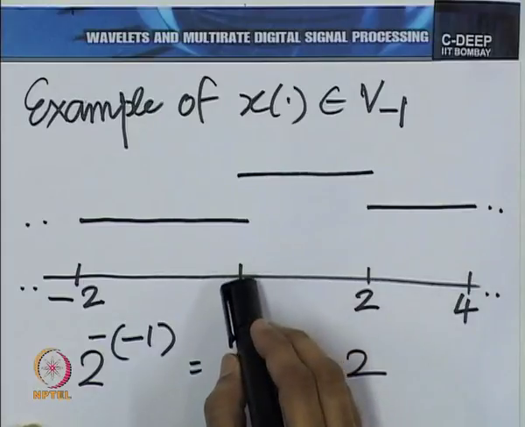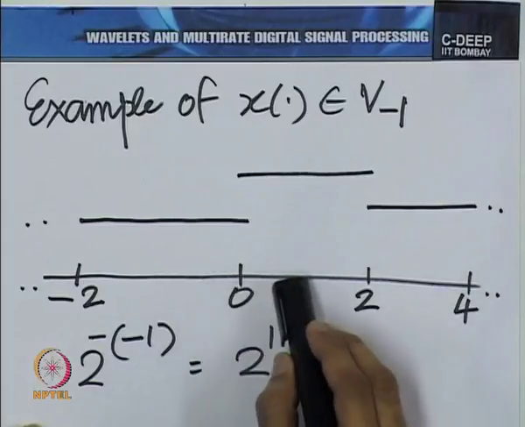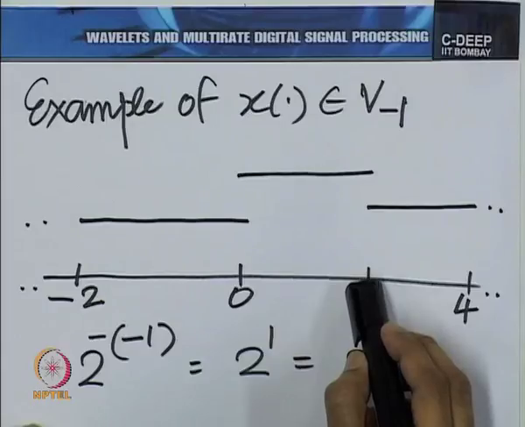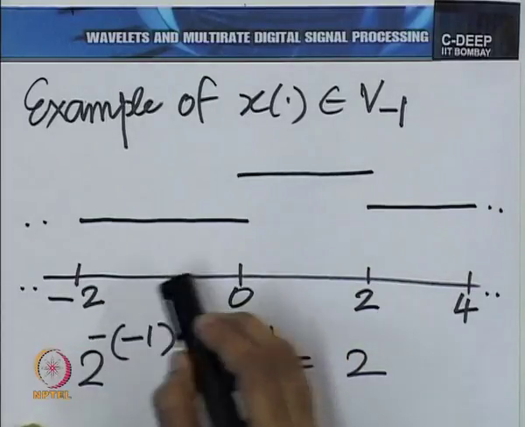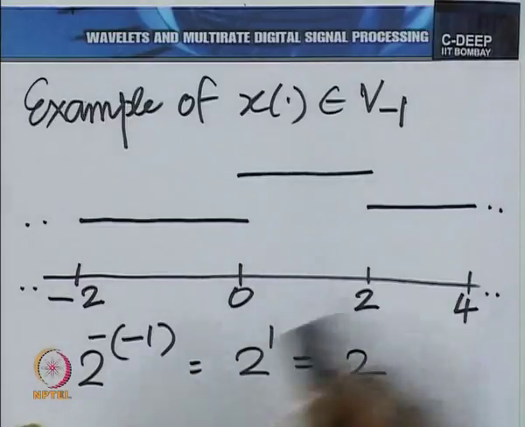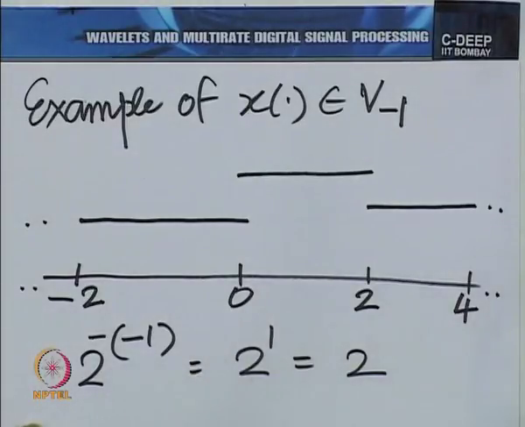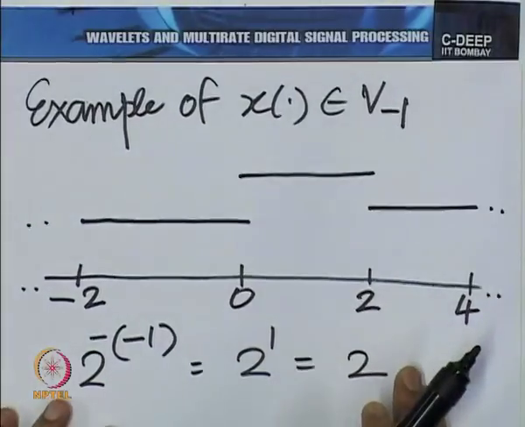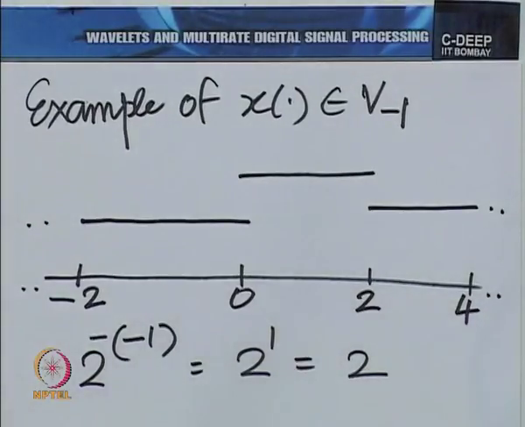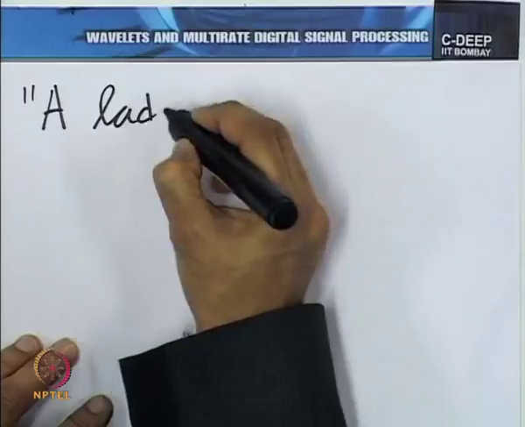So, obviously, if you take the standard intervals of size 1, for example, 0 to 1, 1 to 2, 2 to 3, 3 to 4, minus 2 to minus 1, minus 1 to 0 and so on, the function is still piecewise constant. So, therefore, a function that belongs to V minus 1 automatically belongs to V 0. A function that belongs to V 0 automatically belongs to V 1. And therefore, there is a ladder of subspaces that is implied here.